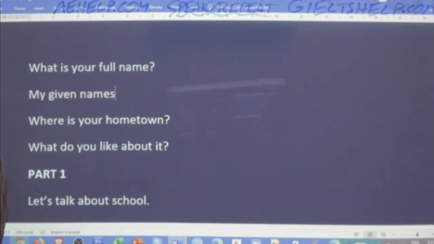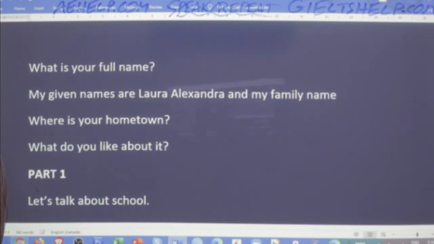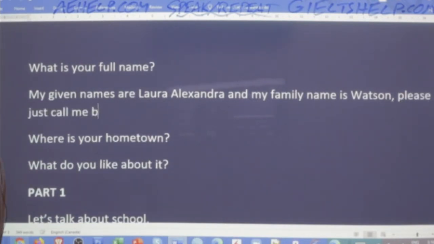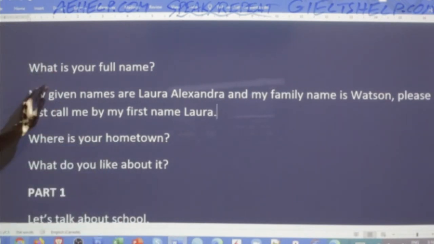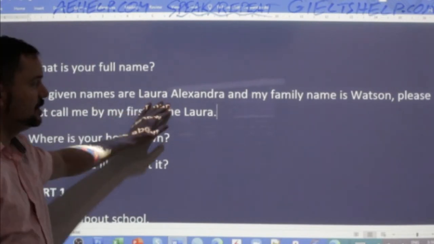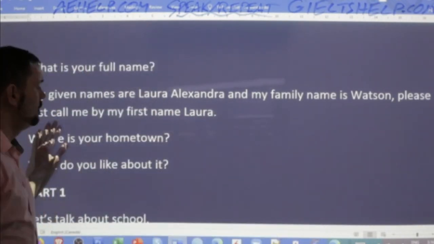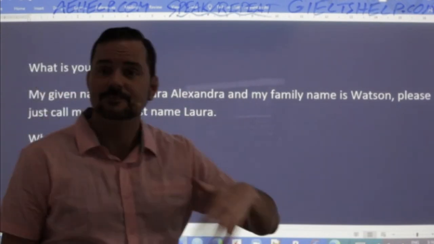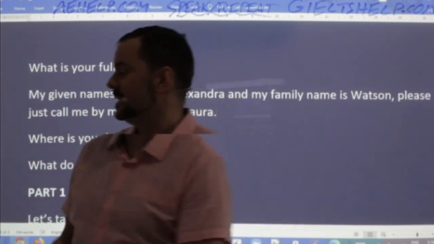All right, so my given names are Laura Alexandra, and my family name is Watson. Please just call me by my first name, Laura. Okay. Here we go. So repeat after me. What is your full name? My given names are Laura Alexandra, and my family name is Watson. Please just call me by my first name, Laura. I'm just making this up, okay? But it's an example. And again, choosing a female name here.